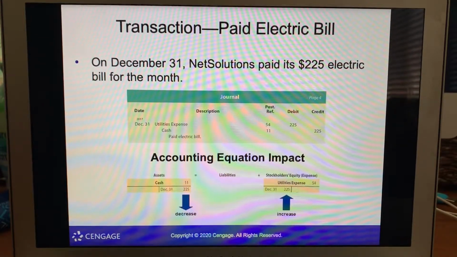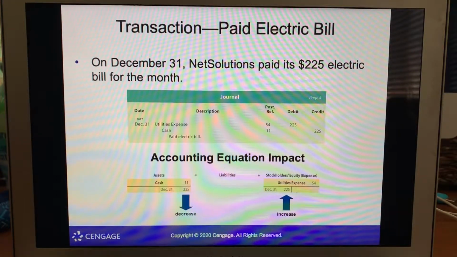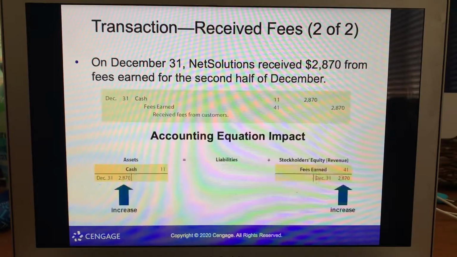So on the 31st of December, we paid our utilities again, electric bill, account 54. We paid $225, and that's going to be a debit. Our cash is going to go down $225, and our note will say paid electric bill. So always a debit and a credit. You can't have two debits. If you do, you did something wrong.